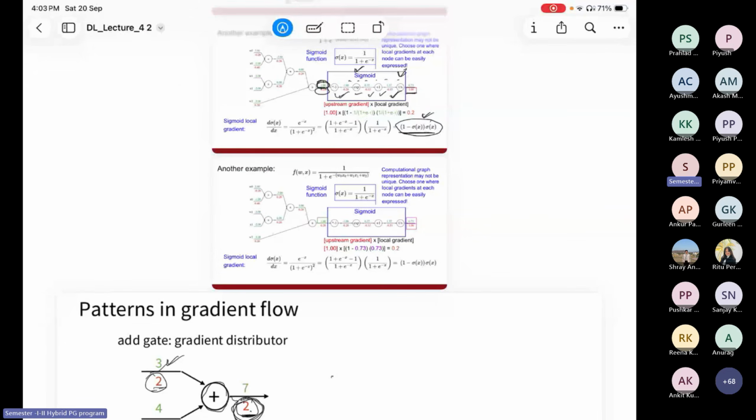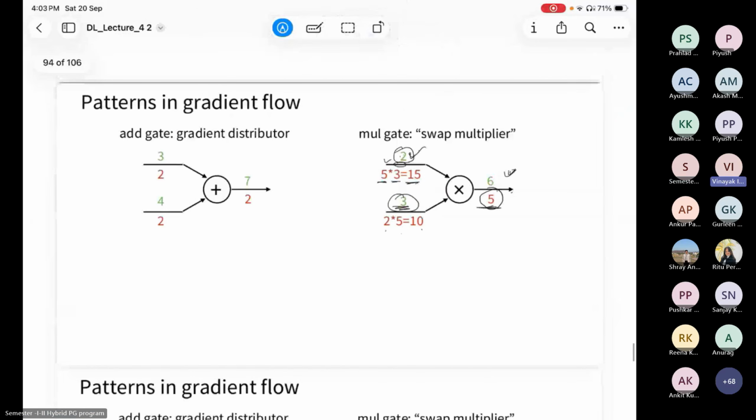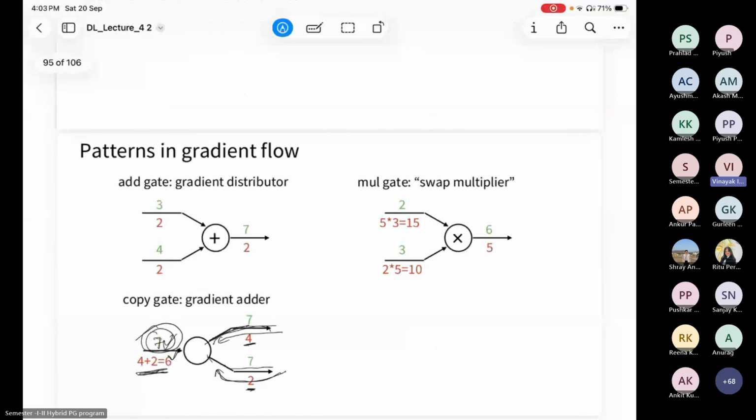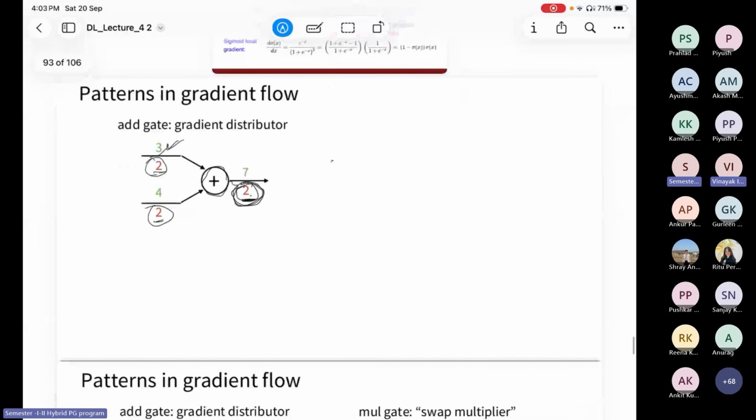The patterns in gradient flow are a bit unclear to me. Can you take the slides from the first flow of patterns in gradient flow, the slide which contained only the adding gate example? Oh, this one. Yeah, from here, I didn't get it.